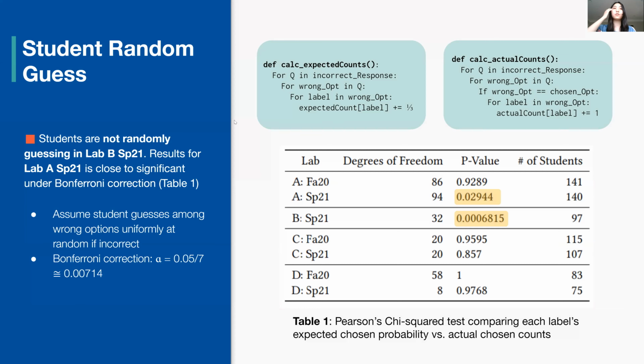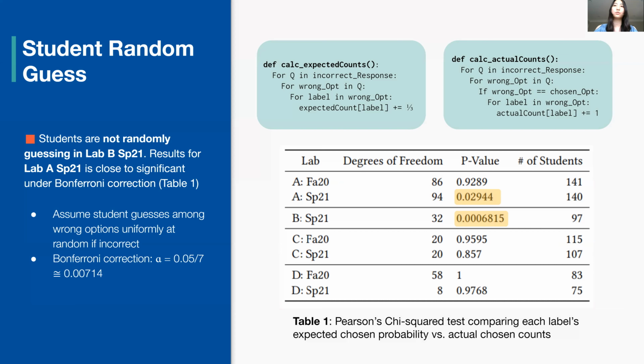So for our first research question, we aim to answer whether students are randomly guessing. To do this, we first assume that students would be guessing among the wrong options uniformly at random if they gave us an incorrect response. We did this by calculating the expected counts and the actual counts of each label. And then we directly compared those 2 distributions using Pearson's chi-square test.